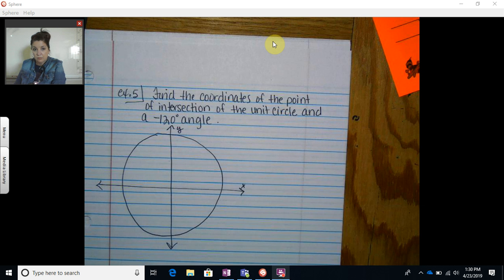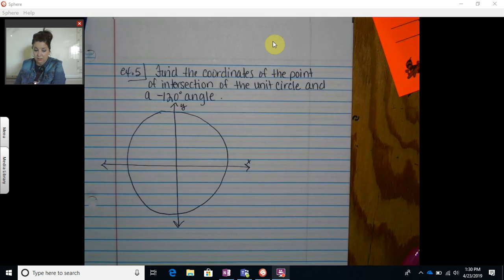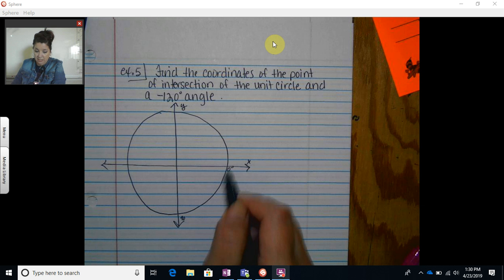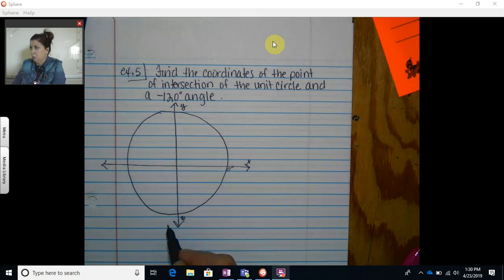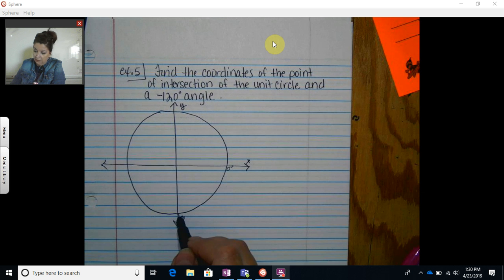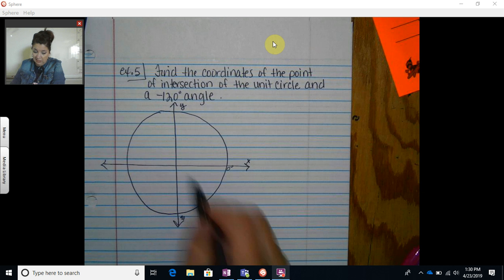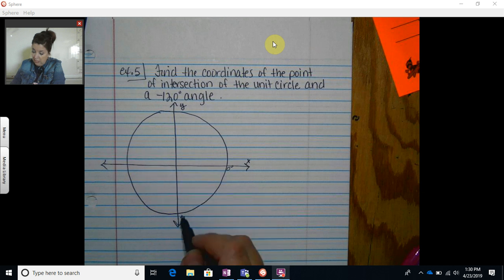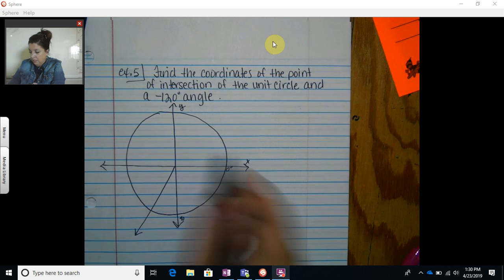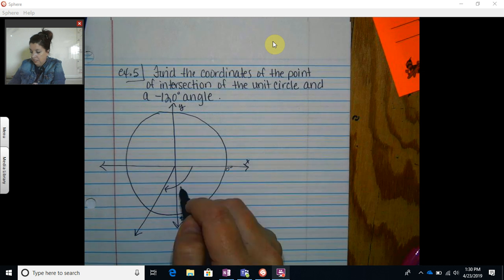All right, so which way are we headed? Clockwise, counterclockwise. Okay, so from 0 degrees to 90 degrees, it's going to be past that, right? It's 120 degrees. So how far past 90 do we need to go? How many more degrees do we need? 30. 90 plus 30 would be 120. We need to go another 30 degrees, right? So from here to here, that's negative 120.